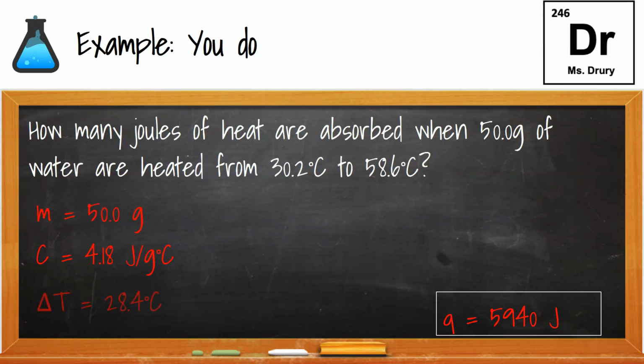So you would have to identify that the mass was 50, the C was 4.18 from the reference table, and the delta T was 28.4 degrees, found by doing 58.6 minus 30.2. You would plug it into your calculation as 50 times 4.18 times 28.4. So hopefully you picked the correct answer.